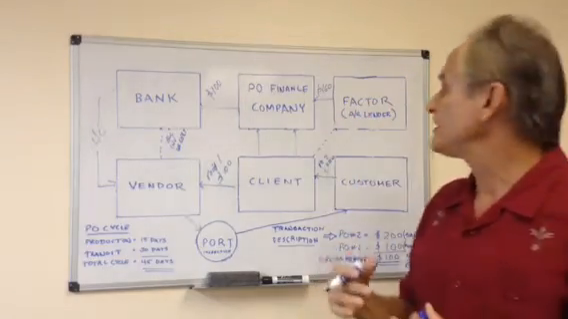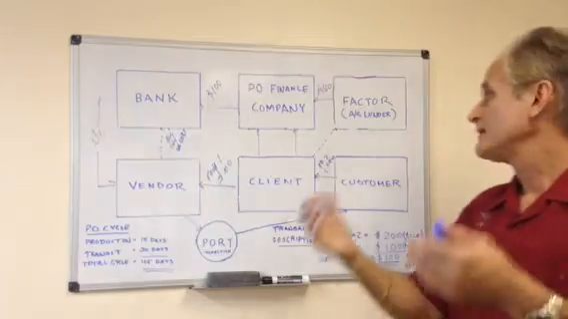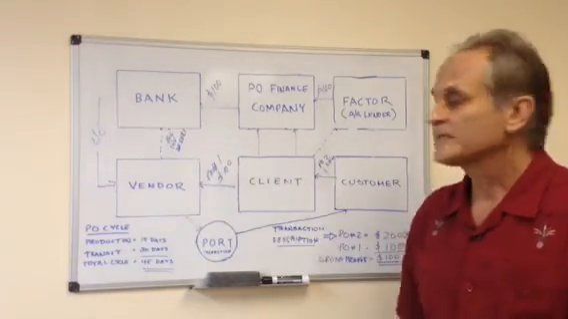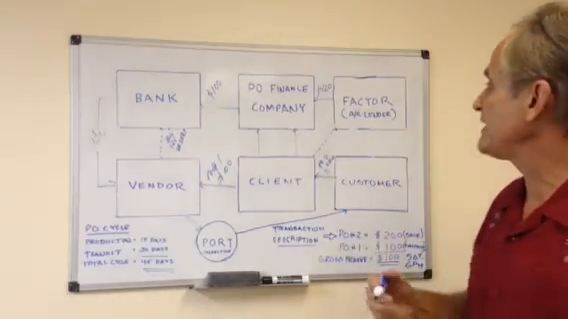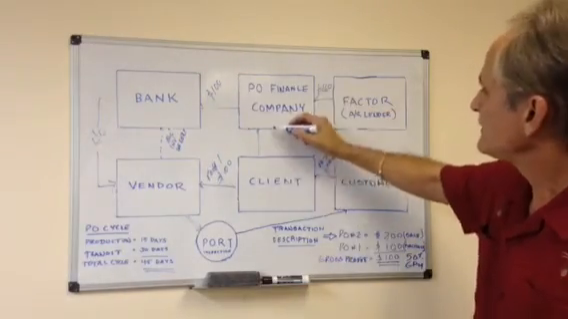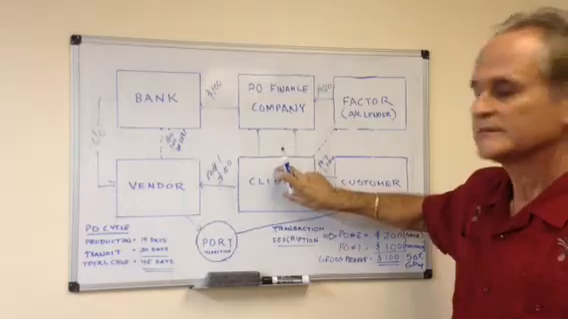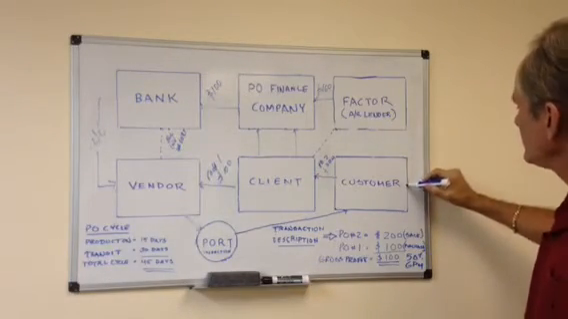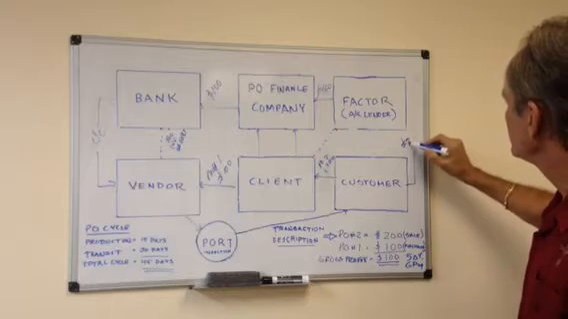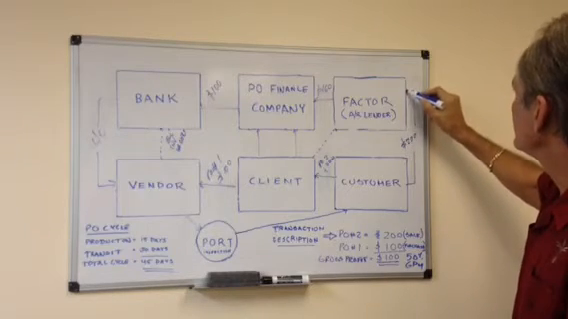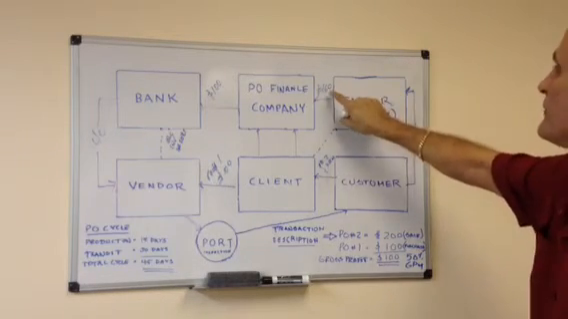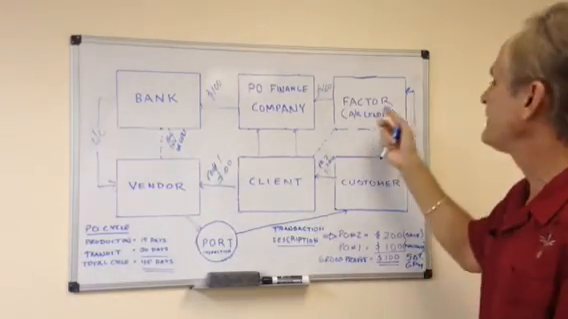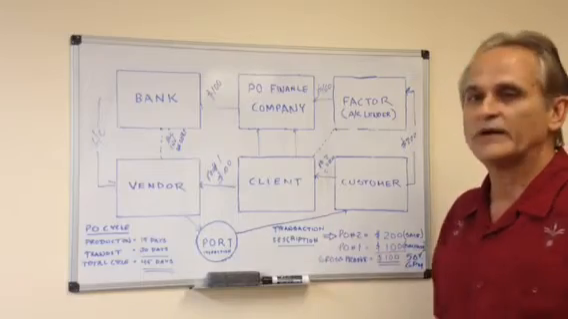The PO Finance Company will take the $160. They will recover the $100 that they already previously advanced, and they'll recover their fee for the transaction, and the difference they'll send back to the end client. And then, of course, 30, 60 days later, the customer would pay the $200 directly to the factor. The factor will recover the $160 they advanced earlier, plus their fee, and then the difference again comes back to the client.